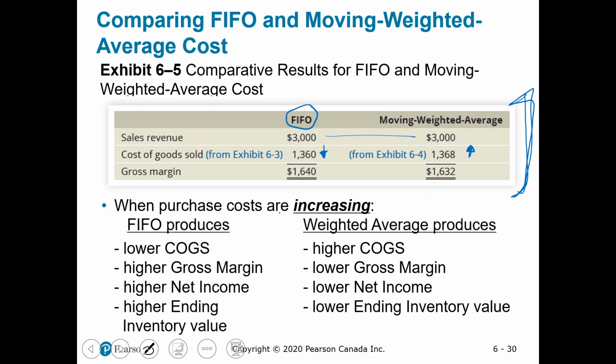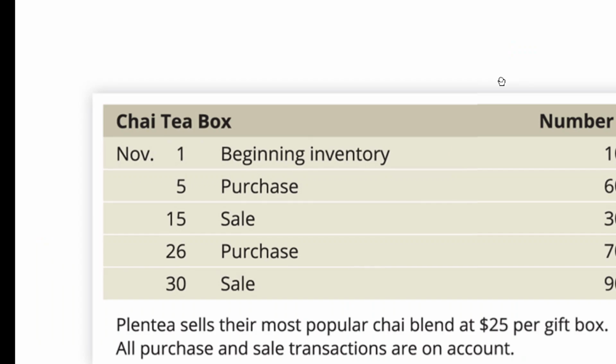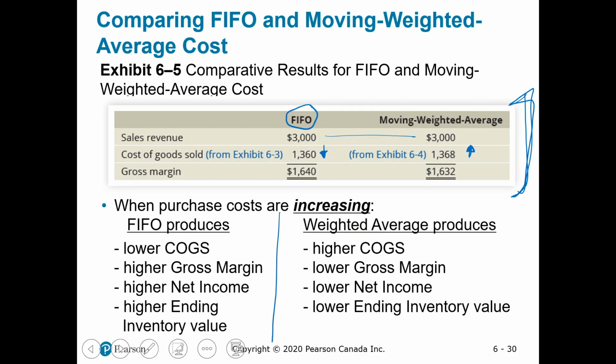And that's because under FIFO, the first ones in are these lower cost. So the $10, then $11, then $12. So the first in are the lower amount, and those are getting moved out into cost of goods sold first. So therefore, we have a lower cost of goods sold. And we know that when we have a lower cost of goods sold, we're taking away less from our sales, and therefore we have the higher gross margin. If we have a higher gross margin, we also have a higher net income.